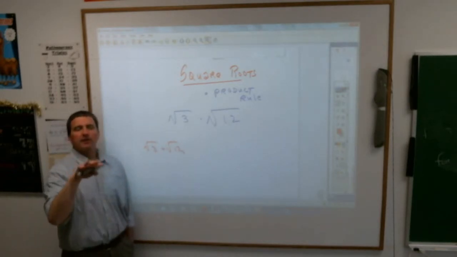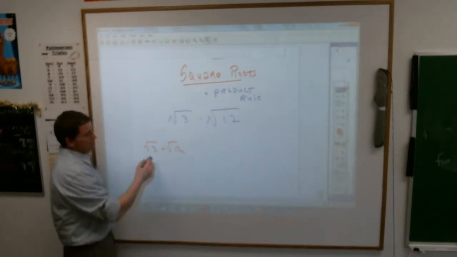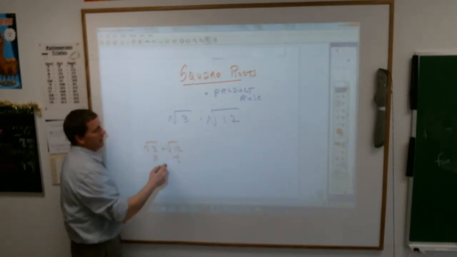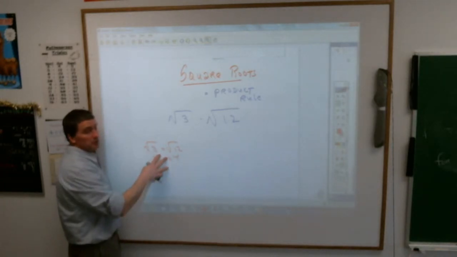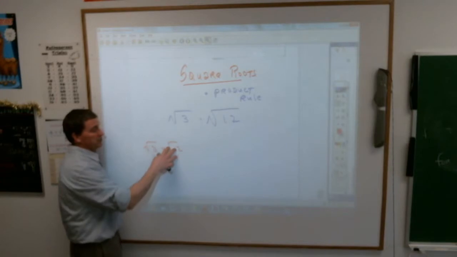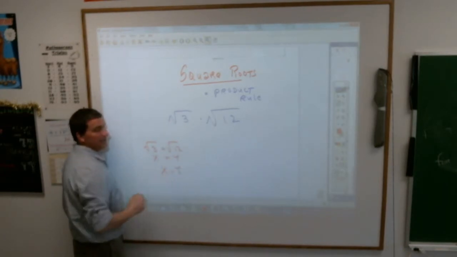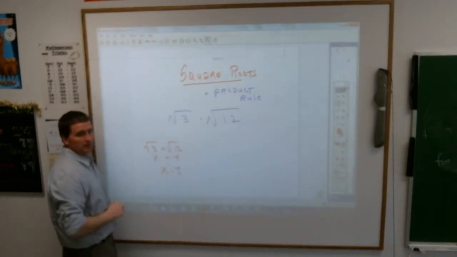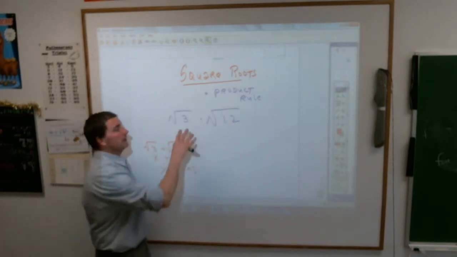You have to think about square roots just like they're letters. If I have an x and a y, I can't add those together because they're not like terms. Same thing with square roots. You can't just add them together and get the square root of 15. But if I have x times y, can I multiply those together? Yeah, I get xy. Same thing is true with square roots.